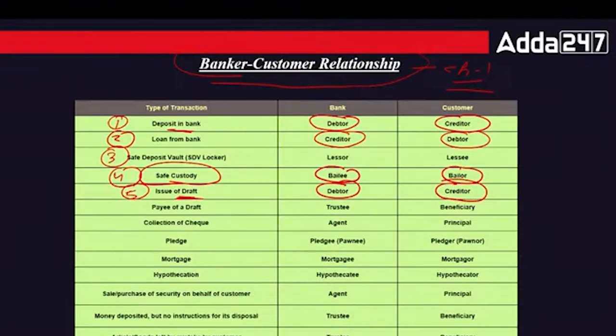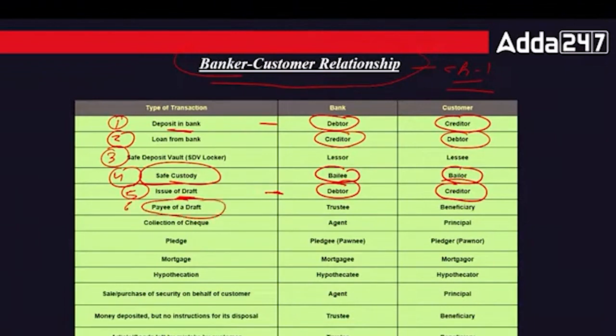So the same relationship which I am having in the deposit, the same relationship here also. Okay, because I am depositing the money into the bank and the bank is the debtor. Bank is taking money from me and then they are issuing the draft. So definitely here the relationship will be debtor and creditor.